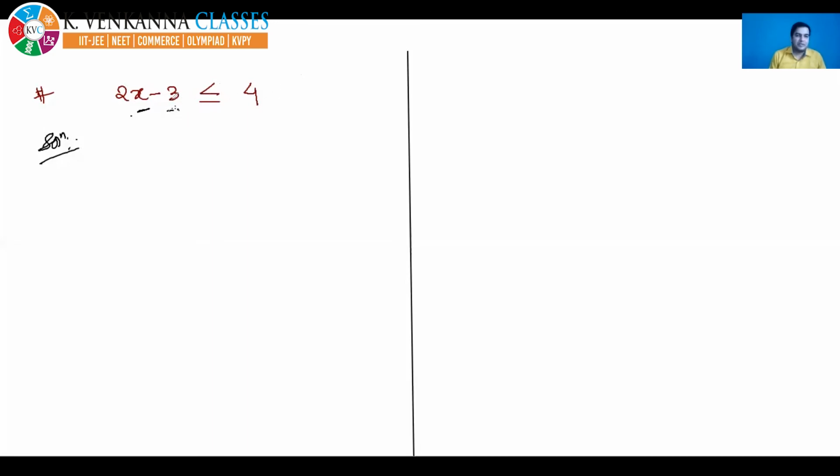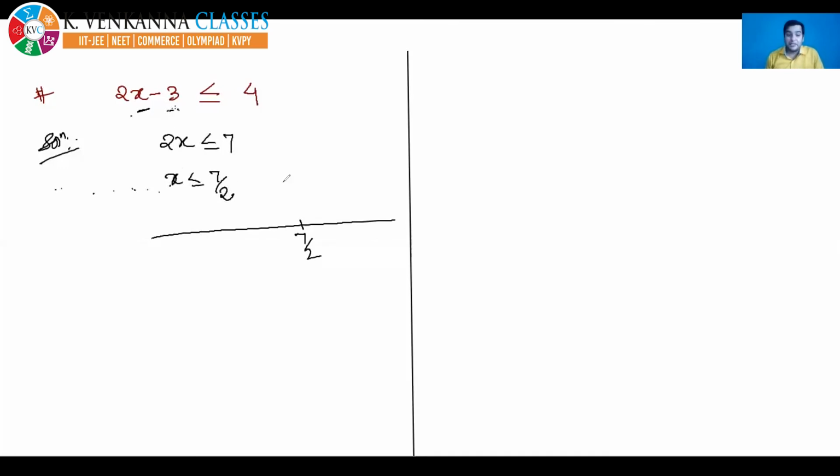See, add 3 or carry 3 on this side. So you'll get 2x less or equal to 7. Now divide it by 2, so you will get x less or equal to 7 by 2. So x is smaller or equal to 7 by 2. The lower limit is not given. What is the minimum value of x that it can take? Here nothing is written. See from the number line. Yes, minus infinity. Good.